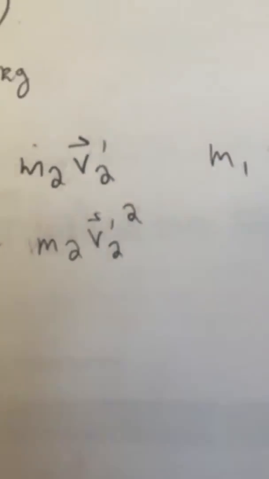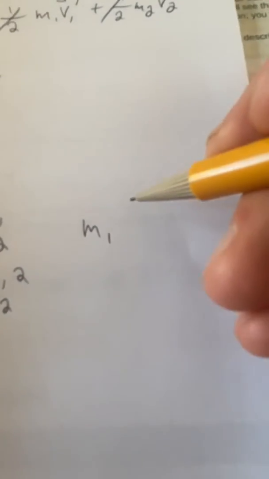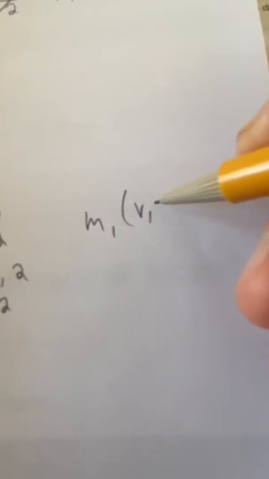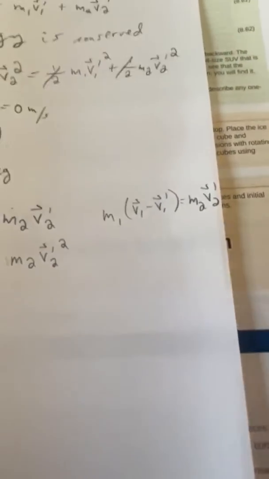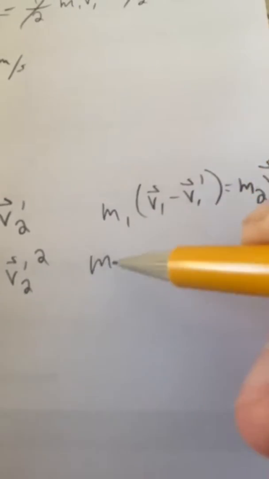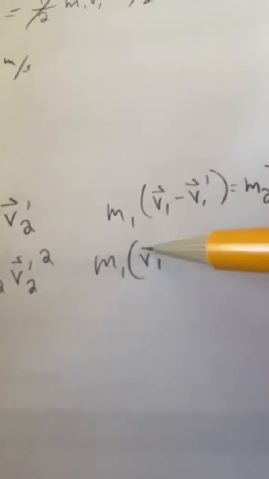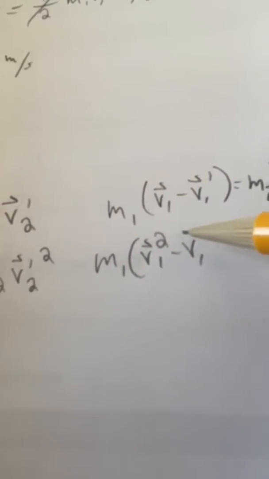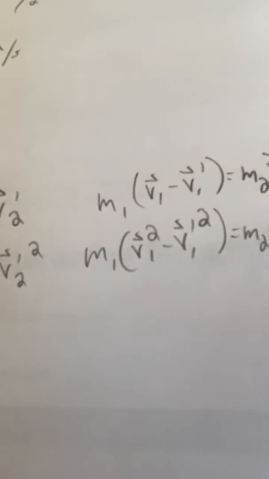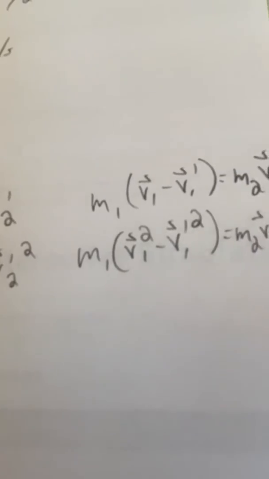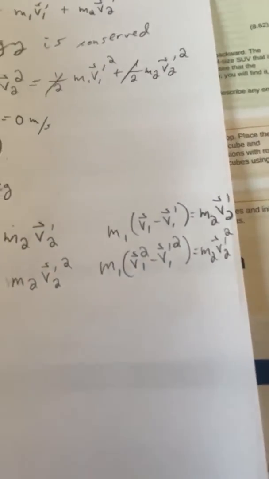We can write m1 times (v1 minus v1 prime) equals m2 v2 prime, okay? And we can also write m1 times (v1 squared minus v1 prime squared) equals m2 v2 prime squared, okay? So you might be thinking, oh, what's the good of that?